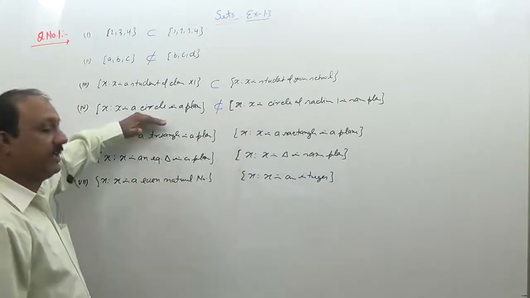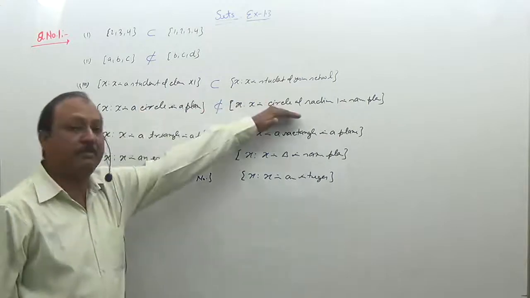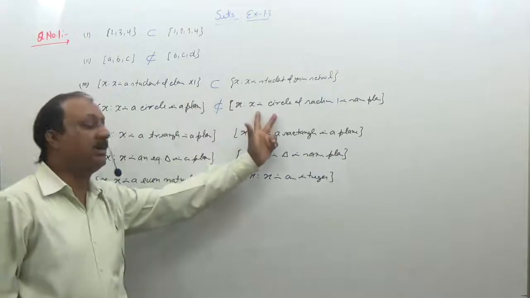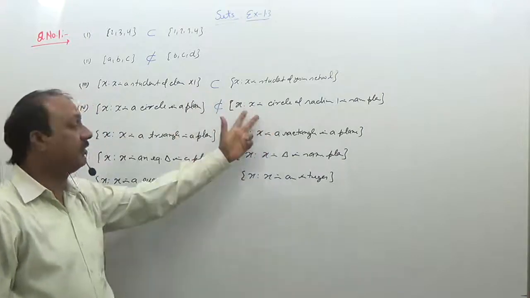इस सेट के अंदर हर एक रेडियस का सर्कल है, यहां पर केवल पर्टिकुलरली वो सर्कल है जिनकी रेडियस 1 है, तो इसके सारे सर्कल इसमें अवेलेबल नहीं है, तो this set is not a subset of this.